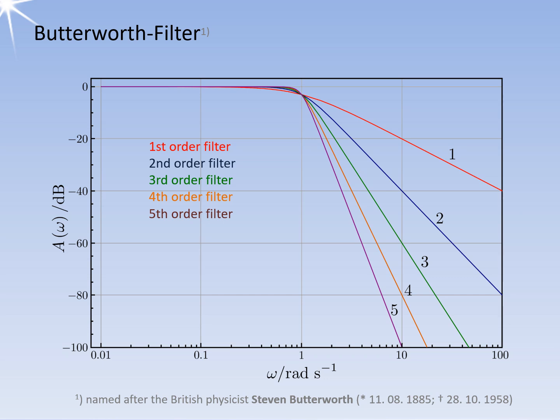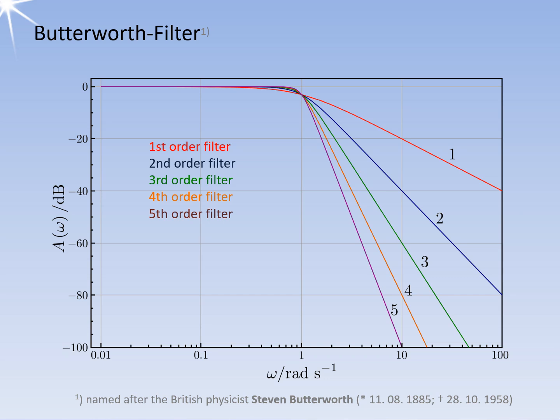Although the British physicist Stephen Butterworth did not invent the filter, as is often claimed on the Internet, he was the first to publish its mathematical description. They are the filters that have the flattest mathematically possible transition range.